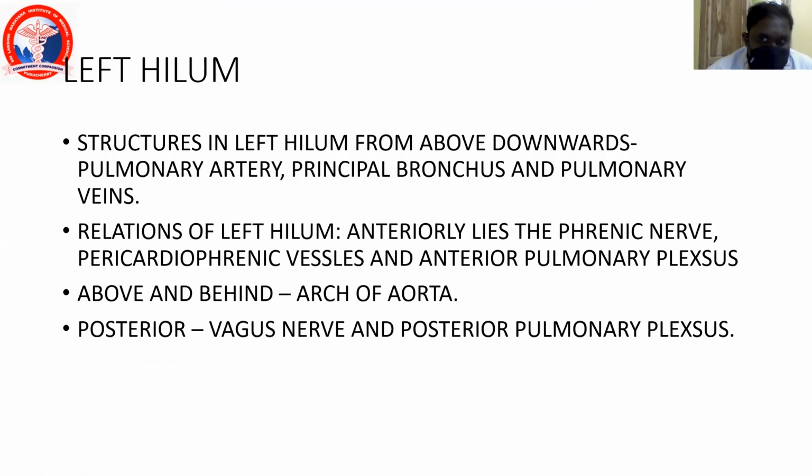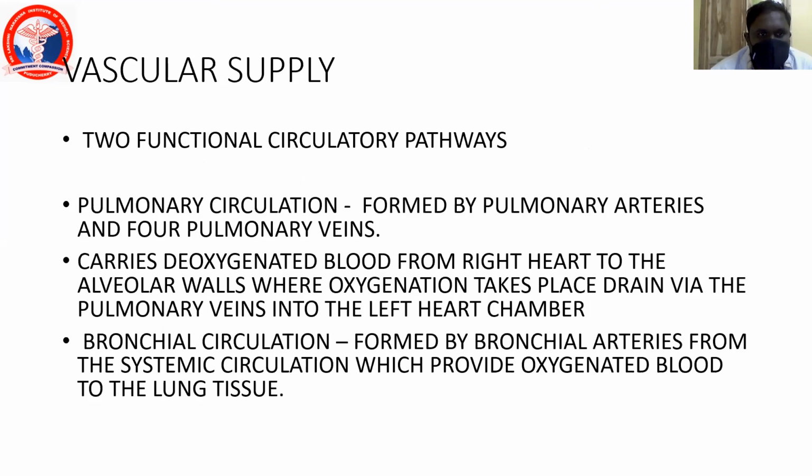Left hilum. Structures in the left hilum from above downwards: pulmonary artery, principal bronchus, and pulmonary veins. Relationship of the left hilum: anteriorly lie the phrenic nerve, pericardiophrenic vessels, and anterior pulmonary plexus. Above and behind is the arch of aorta. Posterior relations are the vagus nerve and the posterior pulmonary plexus.